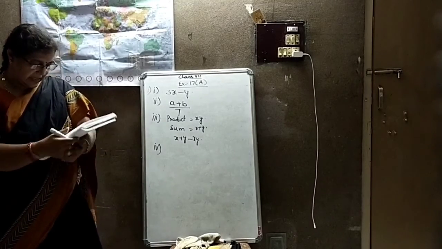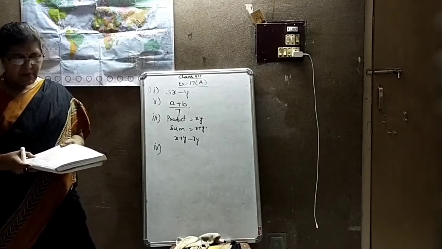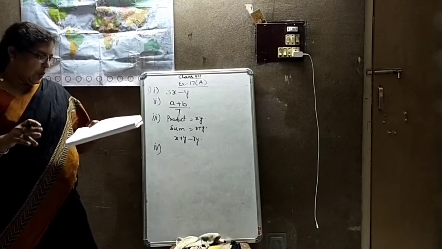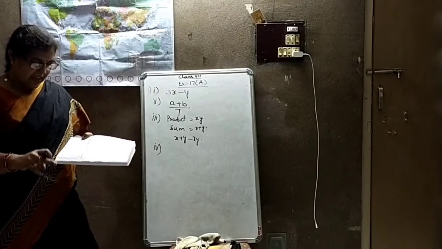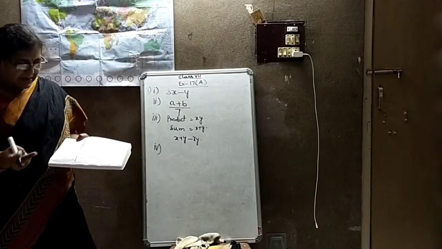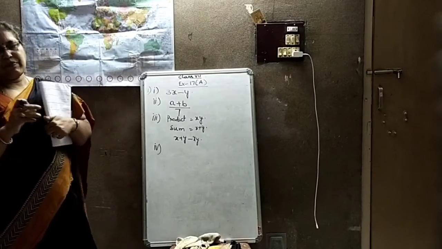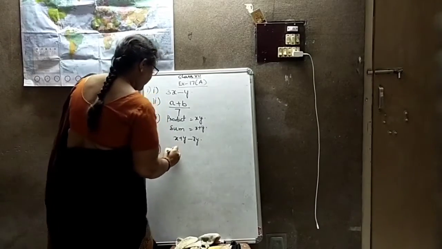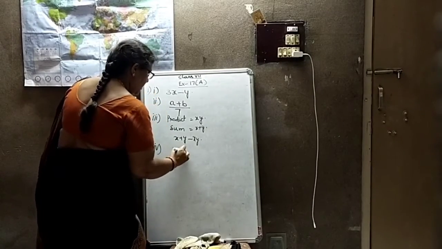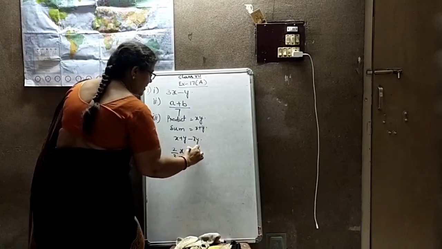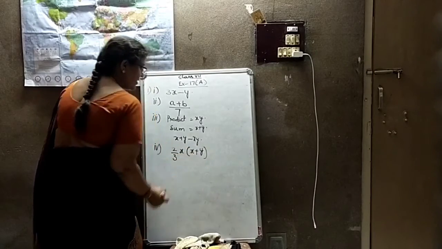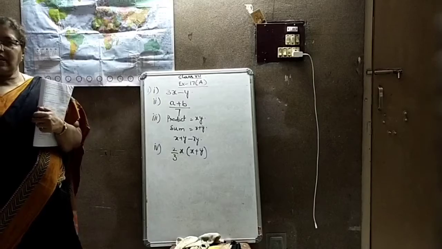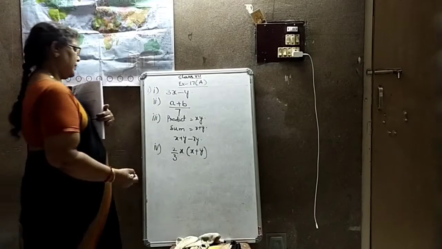Fourth: 2/3 of a number x multiplied by the sum of x and y. 2/3 of a number x, right, multiplied by the sum x and y. Clear? Okay.